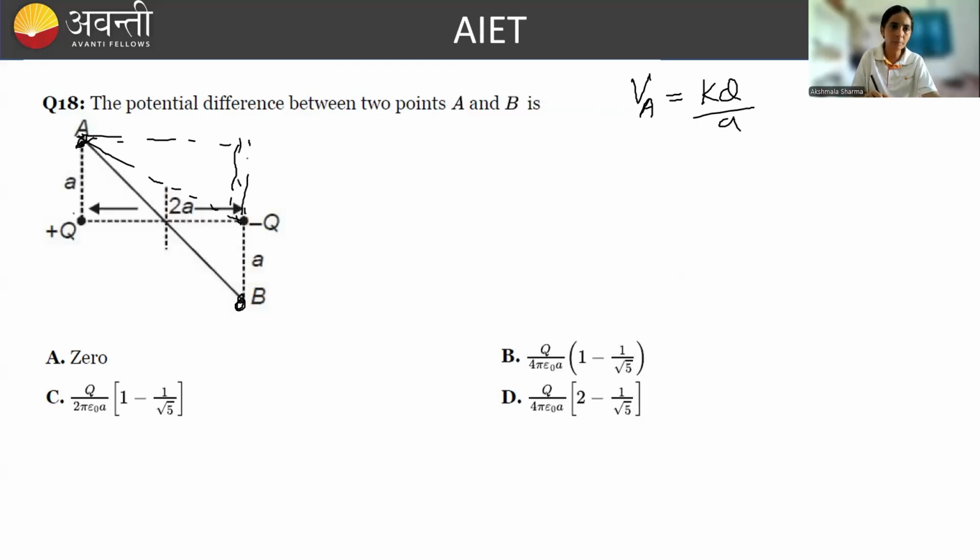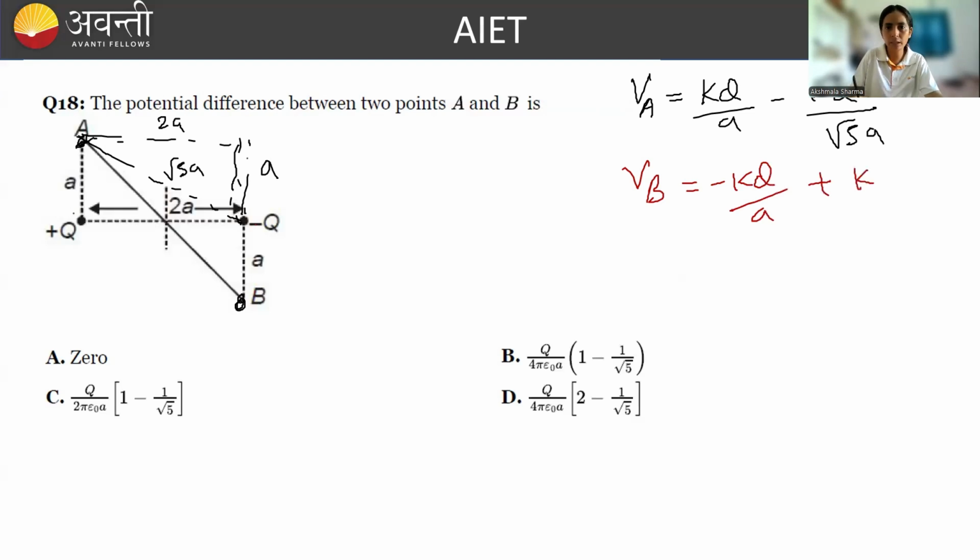So this distance is how much? This is a, and this is your 2a. So this is your root 5 a. And for the negative charge, we write negative potential. So this is minus kq by root 5 a. Now let's write potential at B. Simple question. So potential at B, if you write, because of the negative charge, it is minus kq by a. And because of the positive charge, it will be kq by root 5 a.